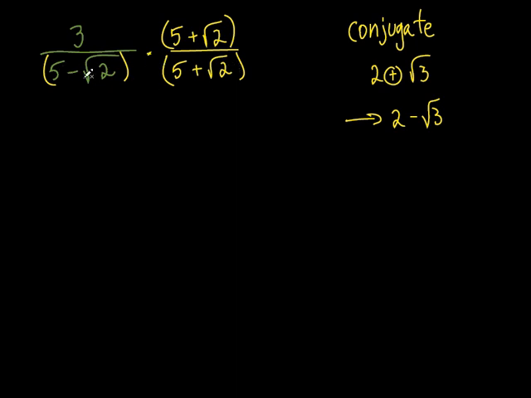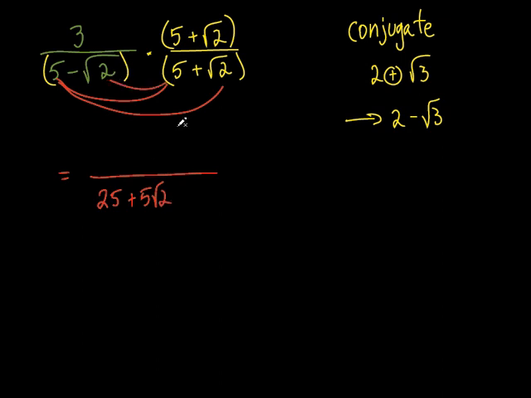In Algebra 1, you learn the FOIL method. Do you remember that? Or the distributive property. I'm not going to teach it to you from scratch, but I'm going to use it right here. So I'm going to go FOIL: first, outside, inside, last. I'm going to multiply the first terms together, which is 25. I'm going to multiply the outside terms together, which is positive 5 times the square root of 2. I'm going to multiply the inside terms together. That's going to be a negative 5 square root of 2.